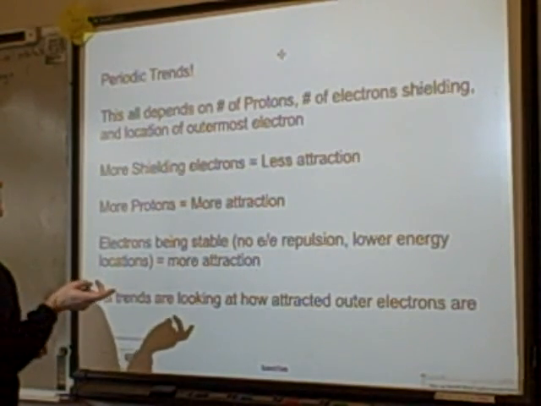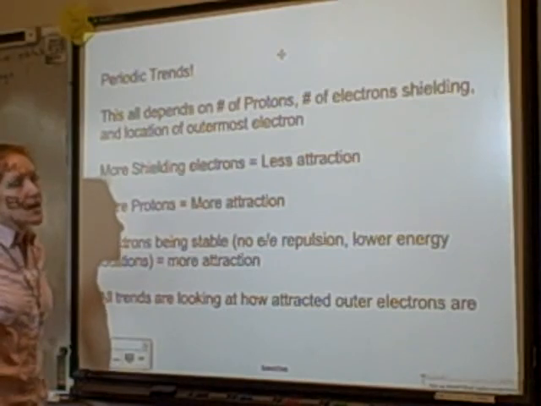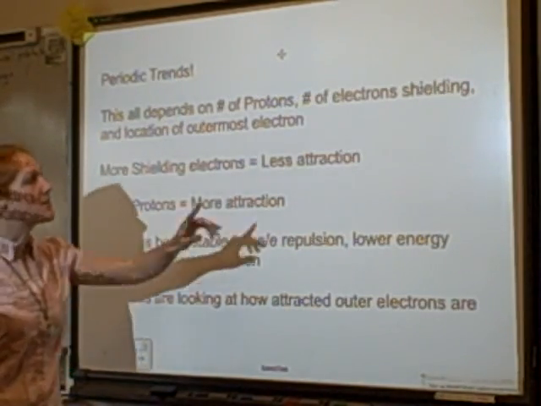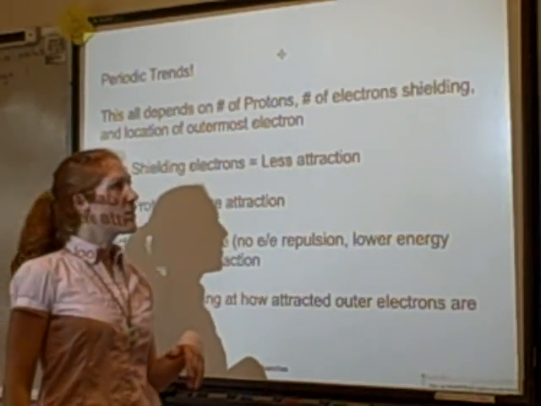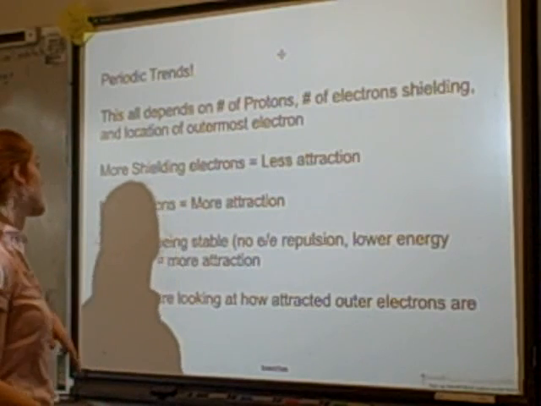That might be the second movie though. So all the trends are going to depend on two things. What we're looking at is pretty much how attracted the outermost electron is to the nucleus. And the two things that are going to affect that, most important, are the number of electrons shielding, because the more electrons there are in the way, the more shielding there is, and the number of protons.